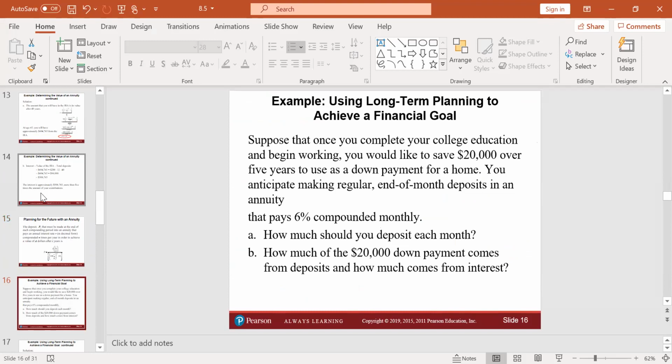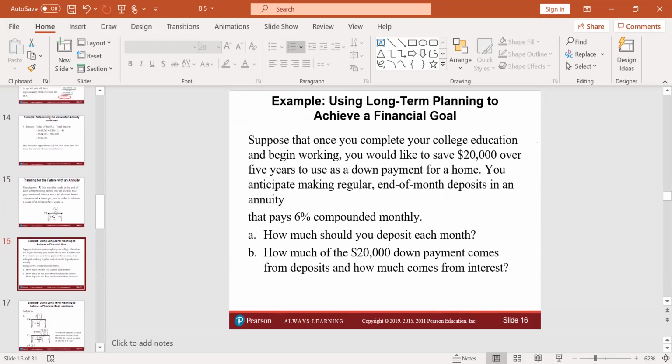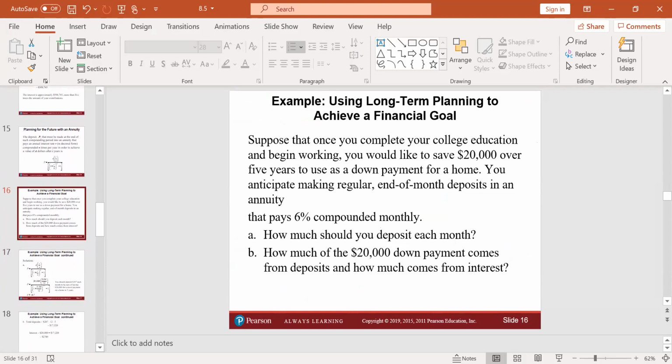So, you can use long-term planning to achieve a financial goal. We'll go through a couple of these problems here. Suppose you complete your college education and you begin working and you would like to save 20 grand so that you can buy a home in 5 years. You need 20,000 so you can make a down payment. Maybe that's a 5 or a 10% down payment on the home you'd like to buy.